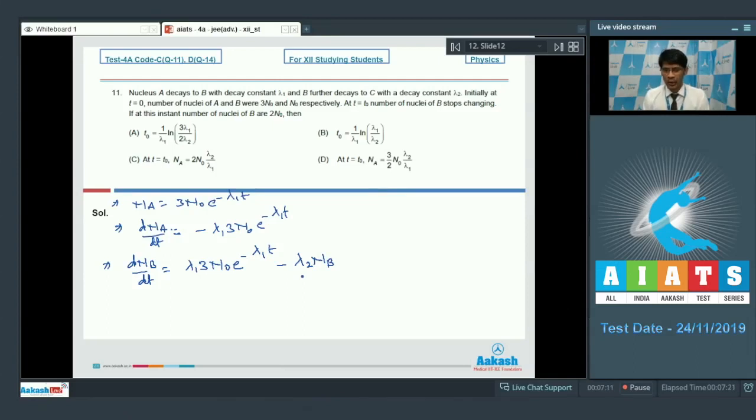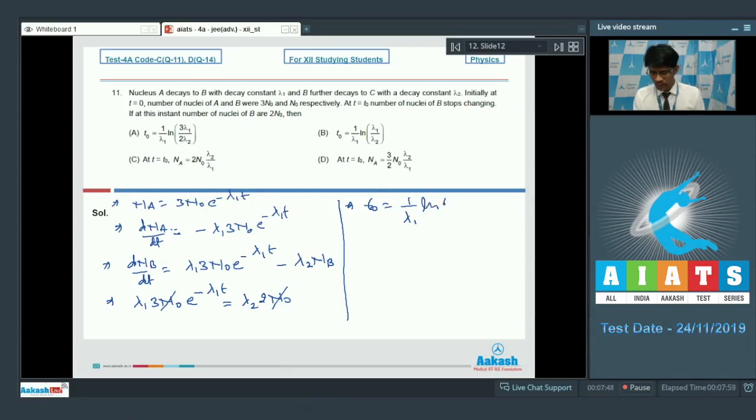Since it's been given that at t equal to T0, this was how much? It was 0. So equating this equation with 0 at t equal to T0, I will have lambda 1 times 3n0 e to the power minus lambda 1 T must be equal to lambda 2 times NB, and it's been given that at t equal to T0, this NB was how much? It was 2n0. Just put this answer here, and from here I'll be getting the value of T0 equal to 1 by lambda 1 times ln of 3 lambda 1 divided by 2 lambda 2. Is that clear here? Yes.